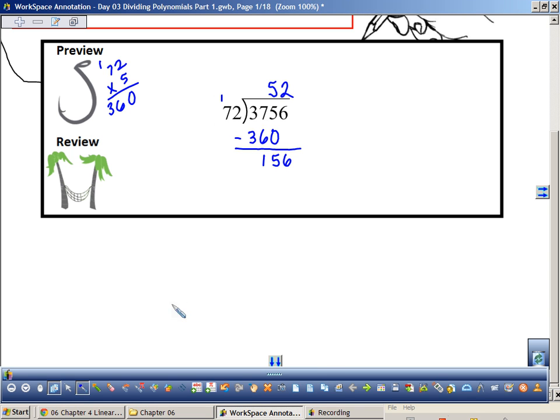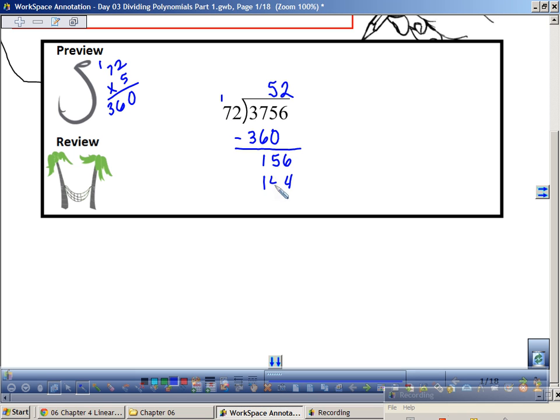Right? Now, what am I going to multiply first? My ones place, right? 2 times 2 is 4, and 2 times 7 is 14. Draw the line, change the sign. I have a remainder of 12. What does that mean, remainder of 12? It means that I cannot get 72 into 3,756 another time. I can only get 72 into that number a fraction, exactly 12 out of 72, or 1/6.